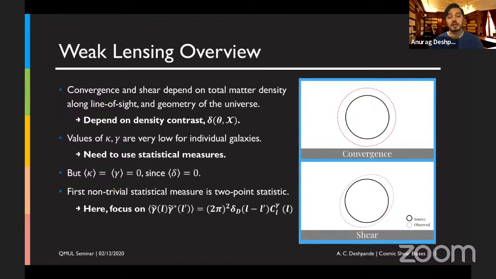But it's not as simple as just taking the ensemble average of the convergence or the shear, because that would just be 0. Since it's directly related to the density contrast, the average of the density contrast is of course just 0. So the first non-trivial statistical measure is the 2-point statistic, the correlation at certain distances of 2 objects. And in this talk, I'll be focusing on the Fourier conjugate of the correlation, that's the angular power spectrum.